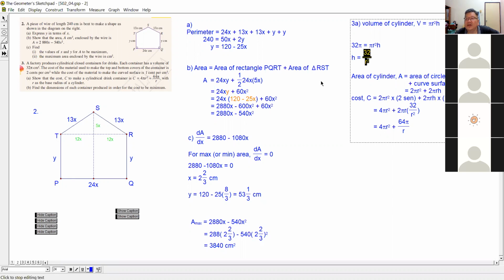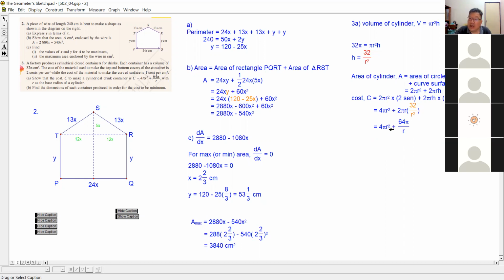This is your h, and you have to substitute inside here the h. So you have to replace the h. What is the reason for replacing the h? So that the whole equation for the cost is only in terms of r.